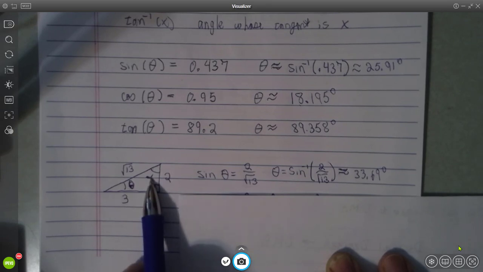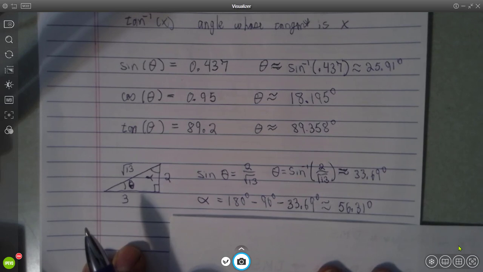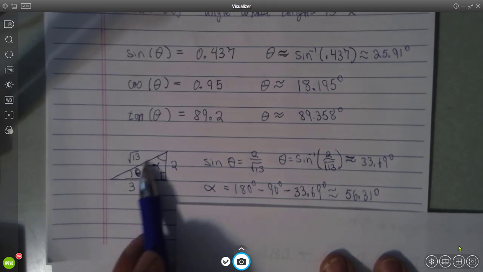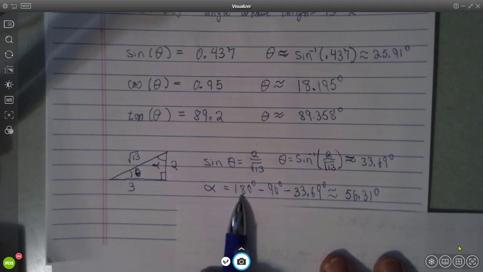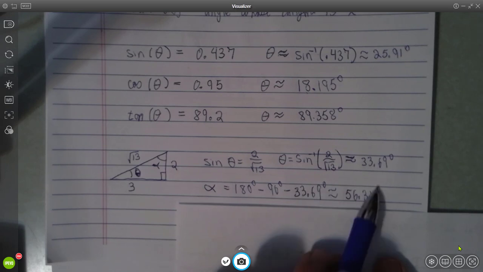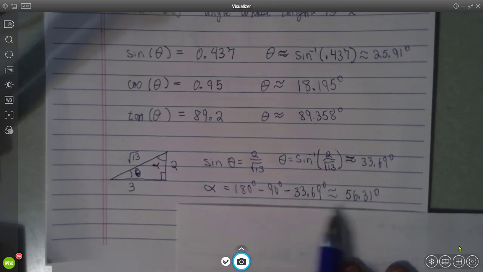Now, if I wanted to compute alpha, I actually have a couple of options here. Option number one, I could do it simply by subtraction. I know that the sum of the measures of all the angles in the triangle is 180 degrees. There's a 90-degree angle in there. I've computed the value of theta, at least approximately, and I could subtract those off from 180, leaving 56.31 degrees.